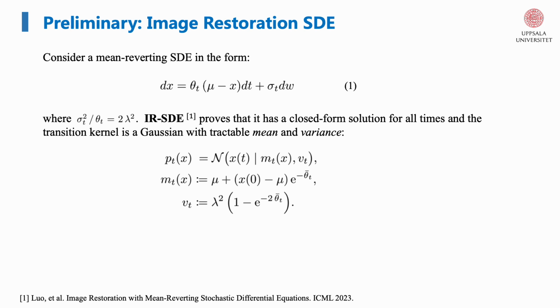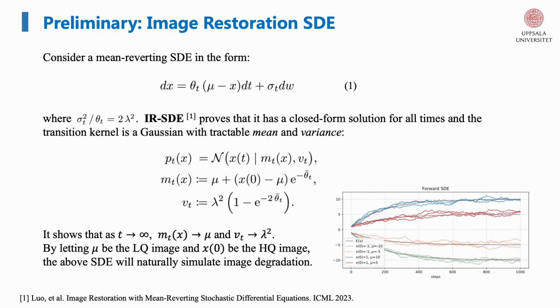Our method leverages IR-SDE as the base model for realistic image restoration. Consider the mean-reverting SDE as equation 1. IR-SDE proves that it has a closed-form solution for all times, and the transition kernel is a Gaussian with mean and variance. Specifically, as t is large enough, the mean would converge to mu, and the variance would converge to lambda. By letting mu be the LQ image and x0 be the HQ image, the above SDE would naturally simulate the image degradation process.